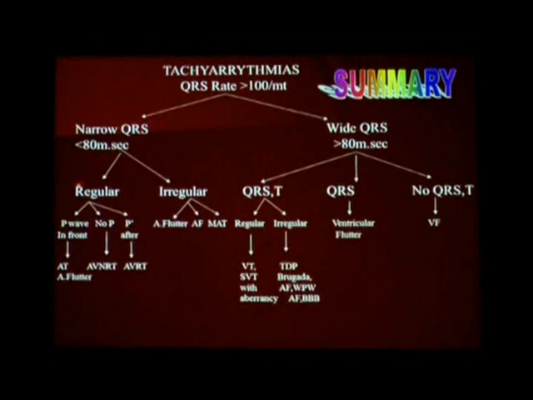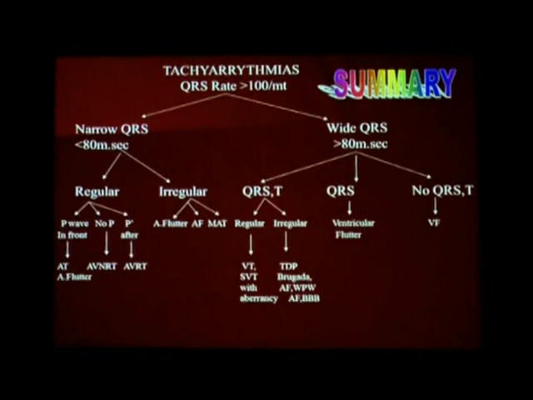Then apply the same rule, regular or irregular. Once it is regular, if it is a narrow QRS, it is a supraventricular tachycardia. That means your focus of origin is above the bundle of His, and it is traveling through the normal pathway like the sinus beat. That's why the QRS is narrow.